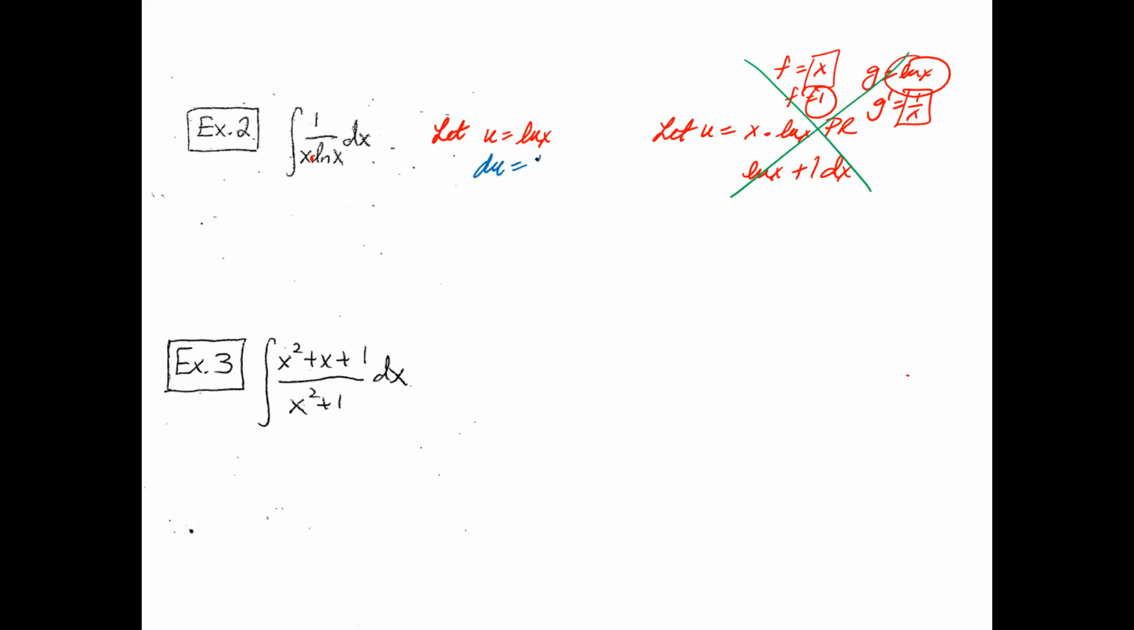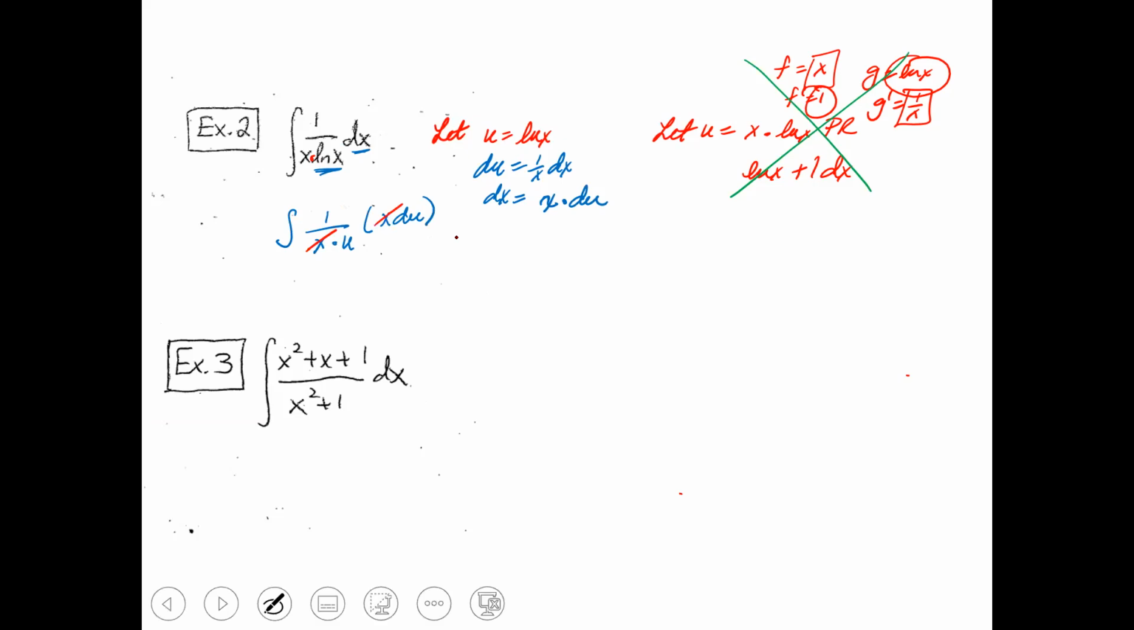So then your du is 1 over x dx. So your dx is equal to, multiplying by x on both sides, x times du. Okay. So then I'm going to have my integral 1 over x. We're changing the ln x to a u, changing the dx to an x du. And that's perfect because guess what? The x cancels and you have the integral 1 over u du, which is ln u. And remember, u is ln x, so the answer is ln of ln x plus c.